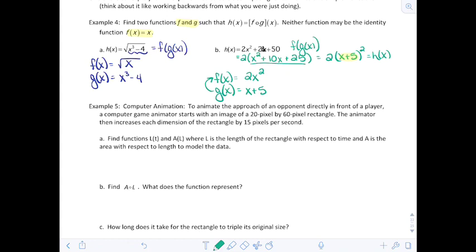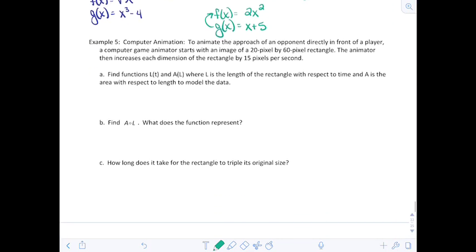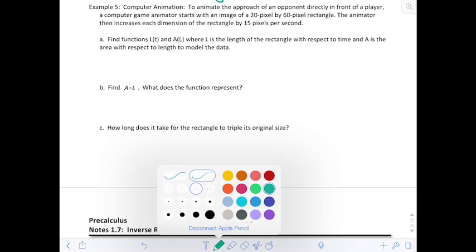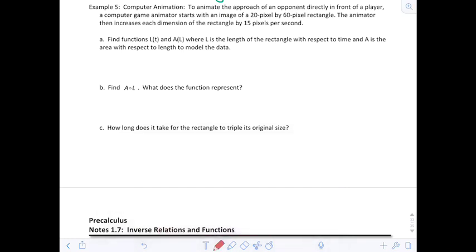Okay, that's just one way to do it, but that's the idea, is taking a function and breaking it down into 2 simpler ones. Okay, the last example we have is an application, and I think this one's pretty interesting. It's something a little different. Okay, so let's look at this.